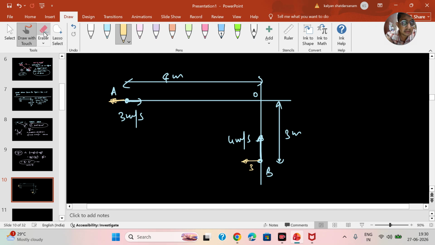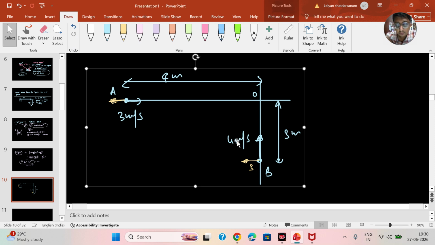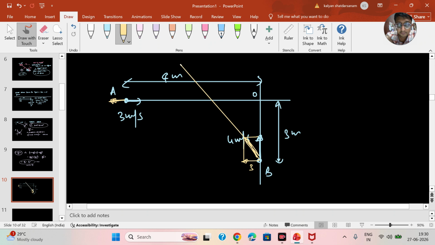Let me erase this. Oh, I can't erase this. Okay. It's an image now, so it's okay. I'll just take this. So this is 5. So he is basically going in this direction. So first we have a velocity diagram here, 3 and 4, and resultant is 5.